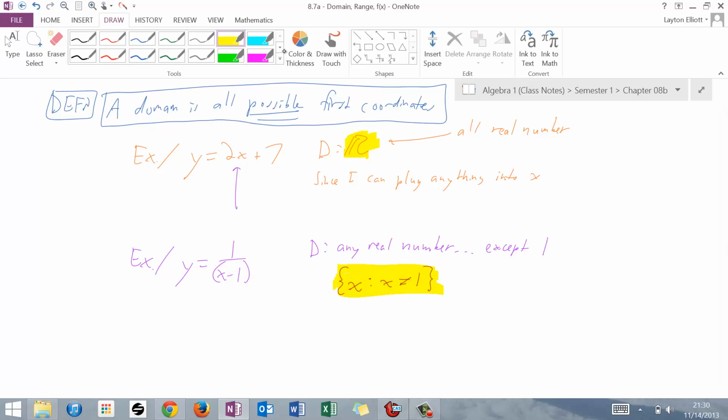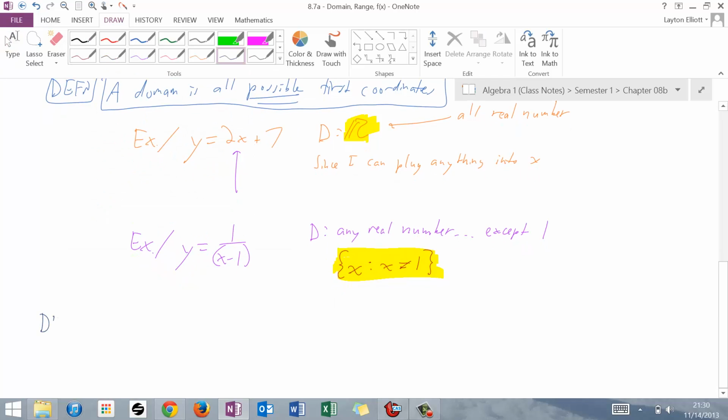Just like we have domain, we have a notation for all the possible second coordinates. And that is not called domain, that is called range. Actually, in college, they call that several other things, including target and codomain. But we're going to call it range to be consistent with your books. A range is the set of all possible second coordinates.